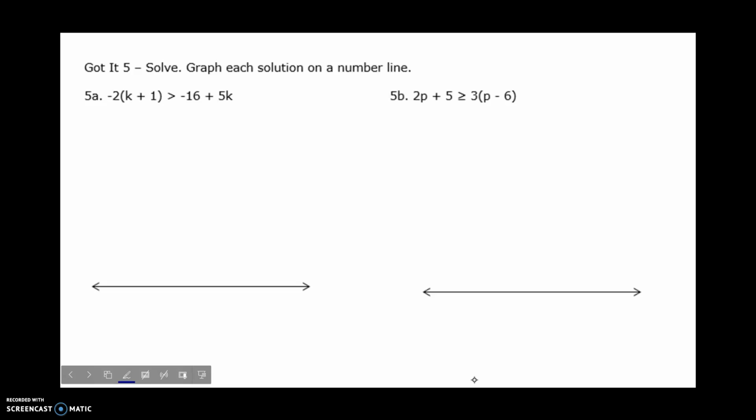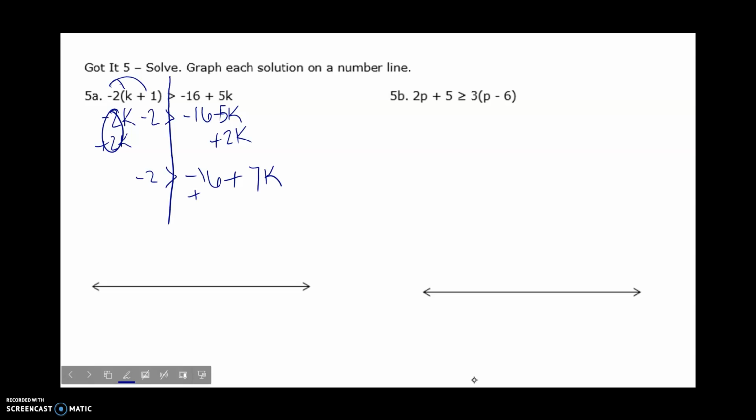Okay, just a refresher of graphing on number line, variables on both sides. Let's do our distributive property. Negative 2k minus 2 is greater than negative 16 plus 5k. Negative 2 is smaller, so I'm going to add that 2k to both sides. Negative 2 is greater than negative 16 plus 7k, because 5 plus 2. I'm going to add that 16. 14 is greater than 7k. Divide by the 7. 2 is greater than k.